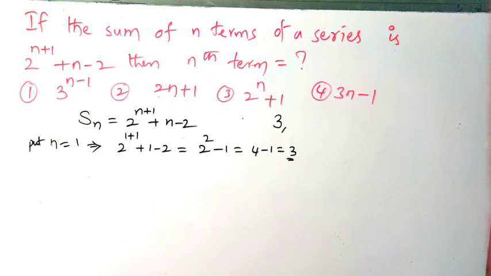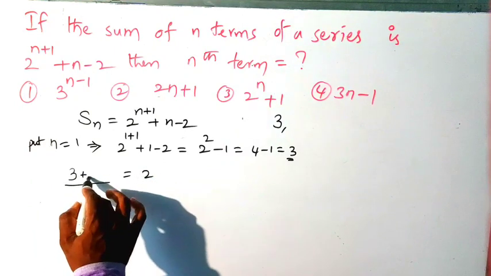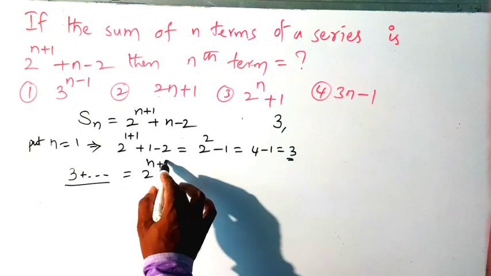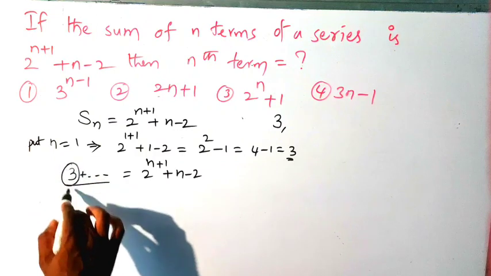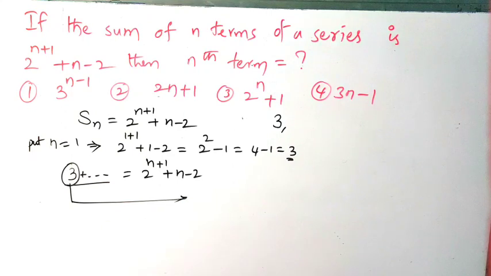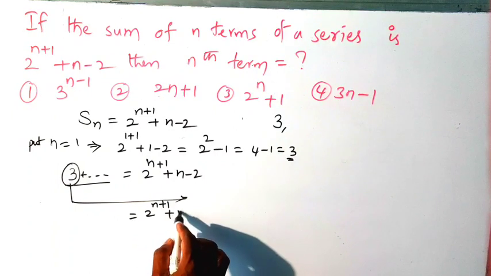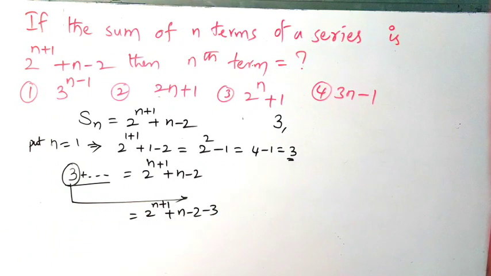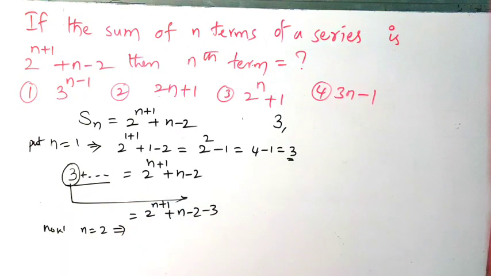See here, the series begins with 3 plus and so on, that equals 2 power of n plus 1 plus n minus 2. Now 3 is there, so 3 is shifted to this side. What we get is 2 power of n plus 1 plus n minus 2 minus 3. Now we take n equals to 2, and we get the second term of that series.